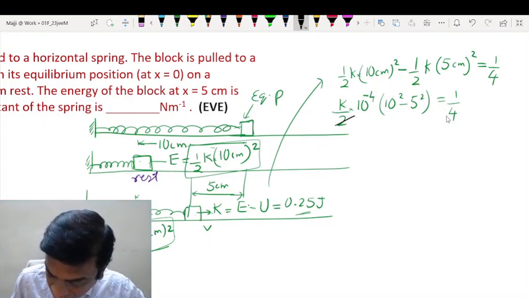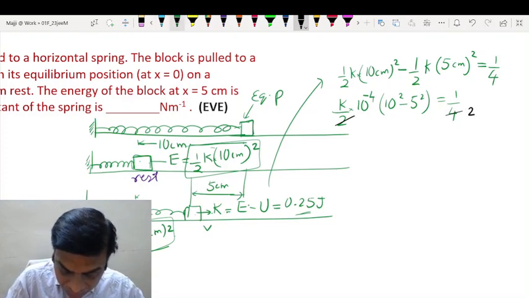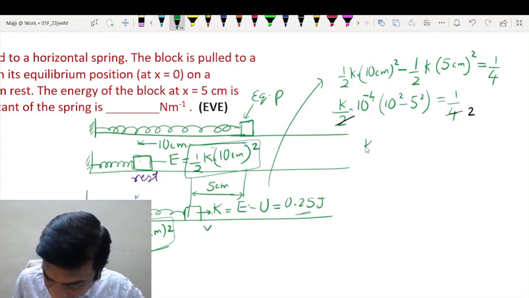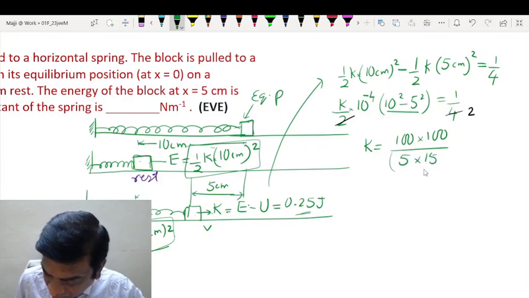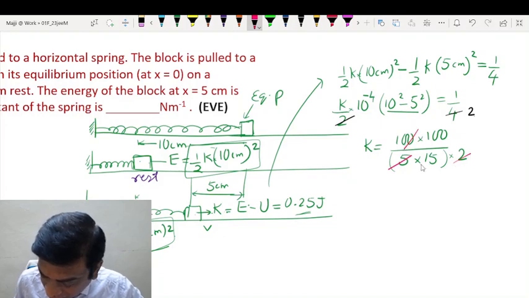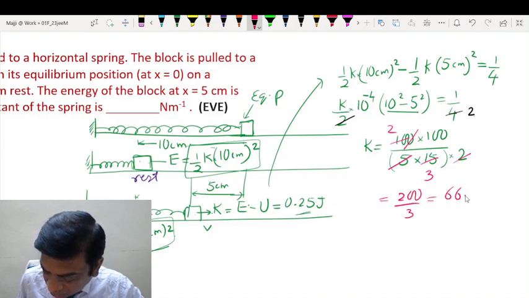So we have 2 2s are 4. Therefore K will be equal to 10 power minus 4 goes that side, becomes 10 power plus 4. This is 10 minus 5, which is 5, into 10 plus 5, which is 15. And remember this 2 is left there. So 5 2s are 10, the zero gets cancelled. 5 3s are 15, 5 2s are 10. So finally we have 200 by 3, which is 66.67.